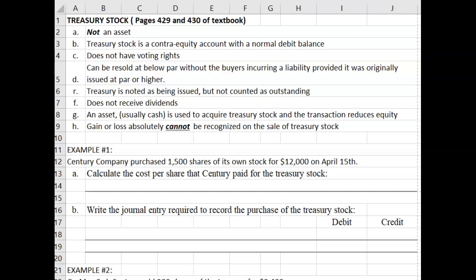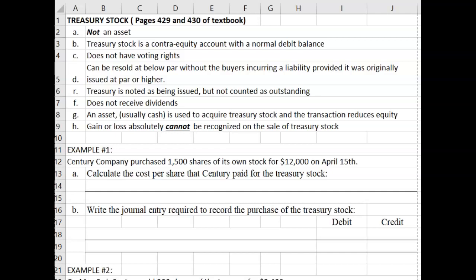An asset, usually cash, is used to acquire the treasury stock, and the transaction reduces equity. And finally, gain or loss can absolutely not be recognized on the sale of treasury stock. You never hit the income statement. All of the treasury stock transactions stay on the balance sheet. Let's practice. Example number 1.